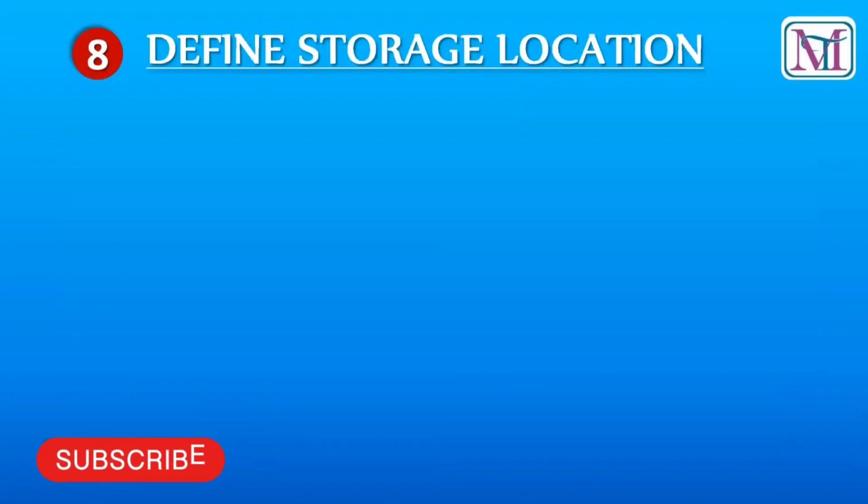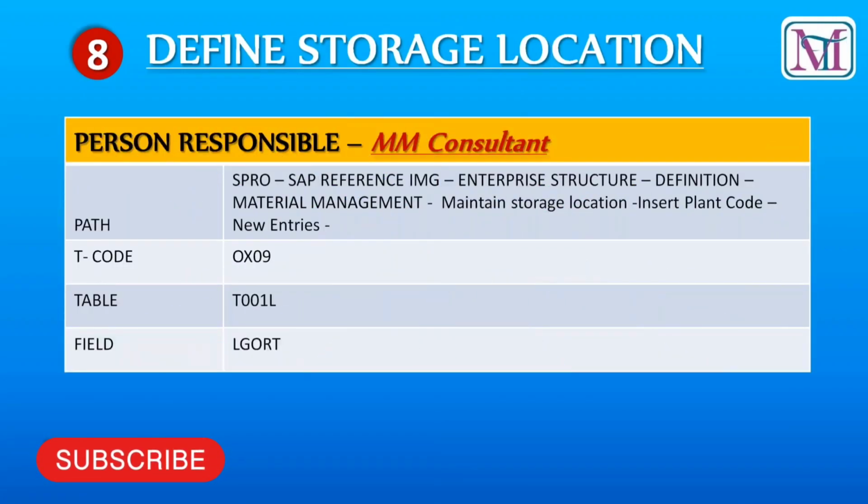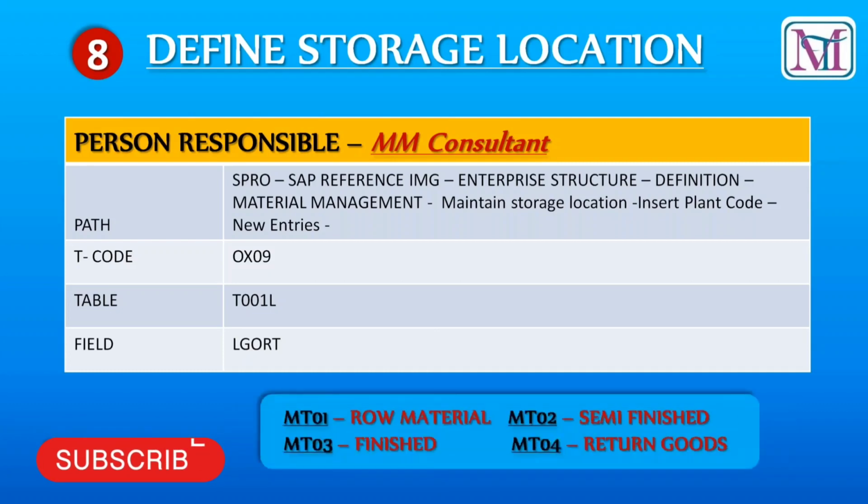Then next we have to define storage location. So who is responsible to define storage location? Material management consultant is responsible to define storage location. So this is the path. T code to define storage location is OX09. Table for storage location is T001L. So guys, for MT Foods Private Limited, we have 4 storage locations for each plant. What are those? Raw material, semi-finished, finished, and return goods. So code will be MT01 for raw material, MT02 semi-finished, MT03 finished, MT04 for return goods.